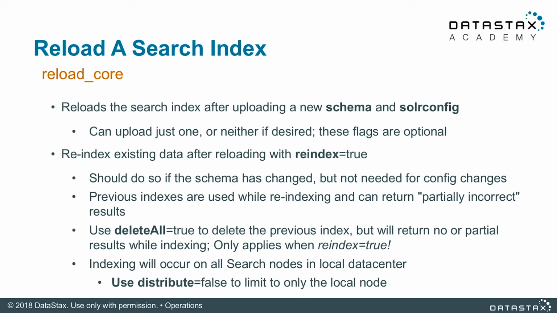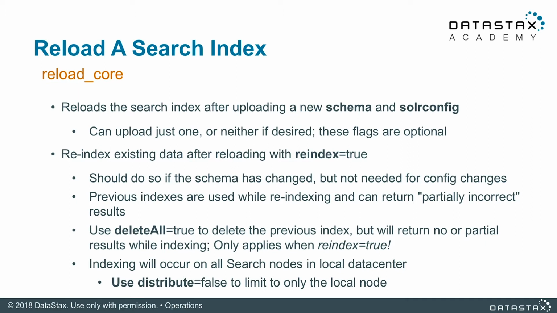The next command that we'll take a look at is the reload core command, which tells DSC to reload the requested search index. Reload core doesn't require any parameters, but usually a modified schema and/or config is provided, which will automatically be used following the reload. Use the schema and solrconfig flags that we've seen previously to set the path to the modified files. Reload core still has the reindex and distributed flags, which work the same way as we've seen before.